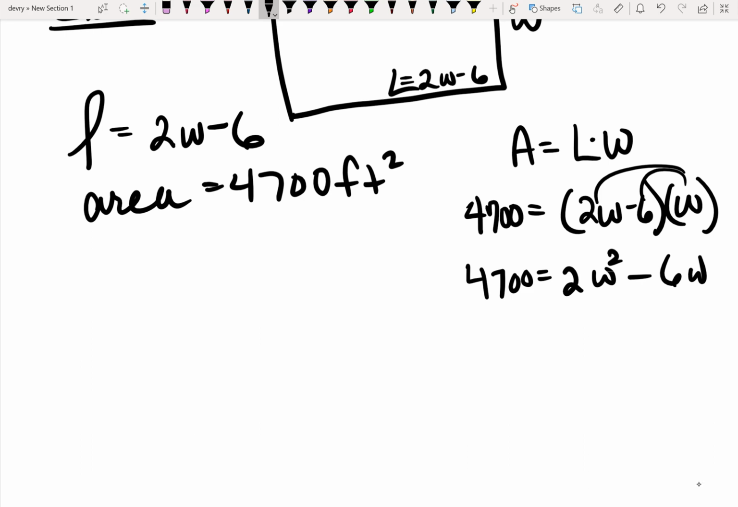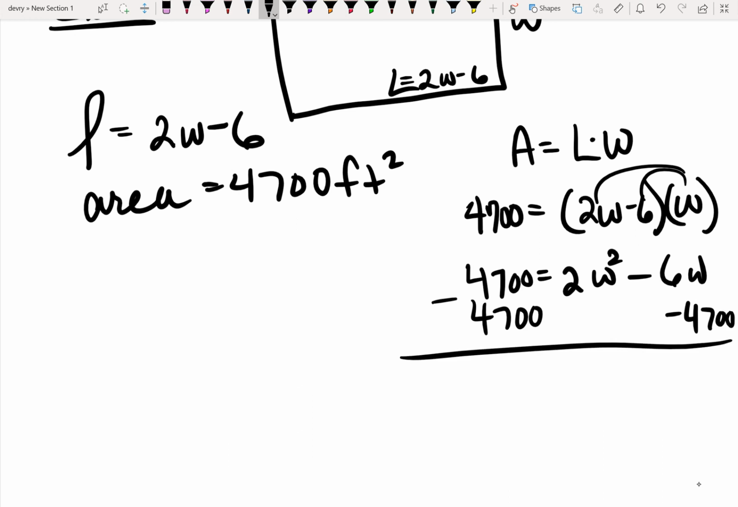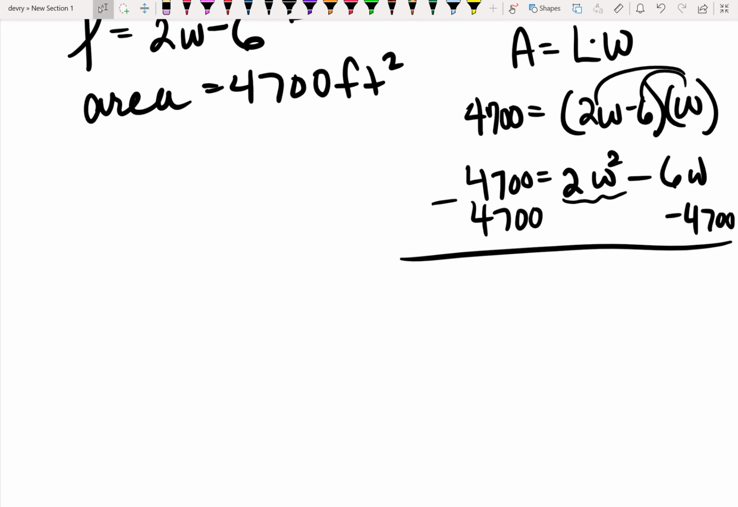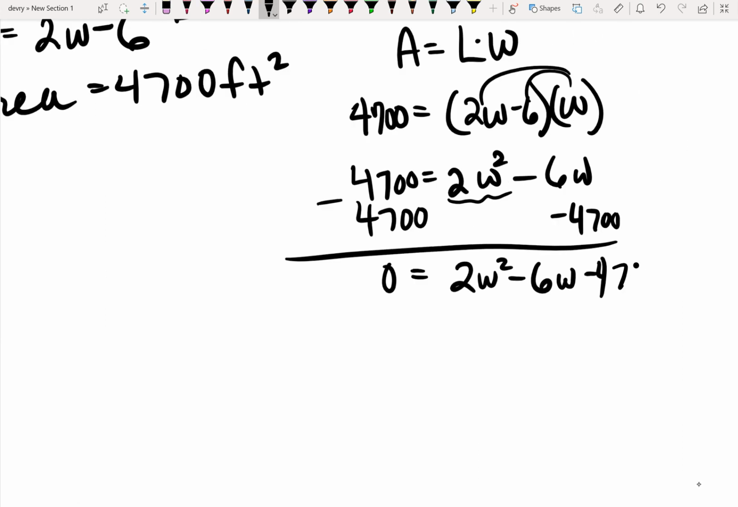If I subtract the 4,700, I'd just bring it to this side of the equation, because you always want the leading term to be positive in these cases. So now we have 0 is equal to 2W squared minus 6W minus 4,700. Okay, so at this point we need to think critically.